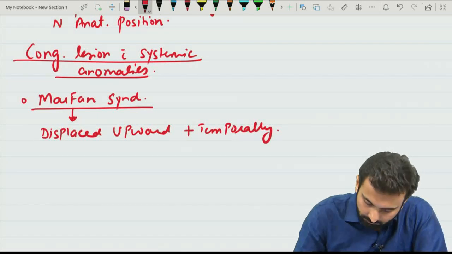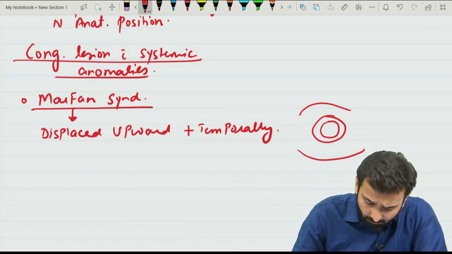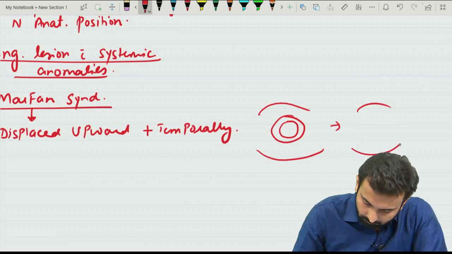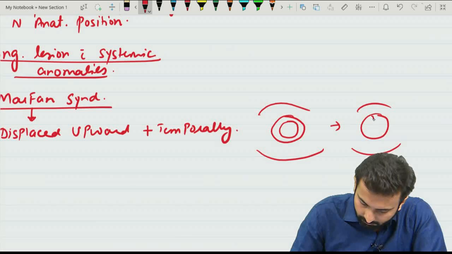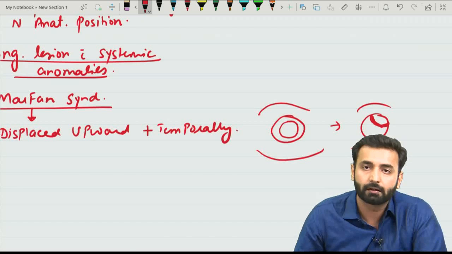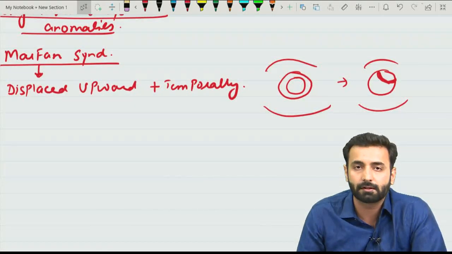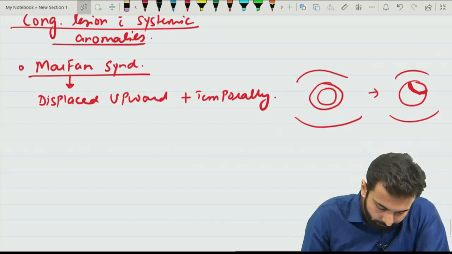Now suppose this is the eye, what will be the direction? Suppose this is the eye and this is the lens. This is the normal lens. In Marfan syndrome, it will be displaced like this. The lens will be displaced outward and upward, right? So this direction you should remember according to the syndrome. In Marfan syndrome, the direction is upward and temporally.